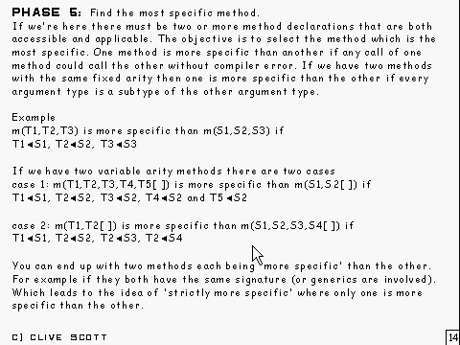Now you can end up with two methods, each being more specific than the other. That'll happen if they've both got the same signature, and it can also happen if you introduce generics. And this leads to the idea of strictly more specific, where only one is more specific than the other.